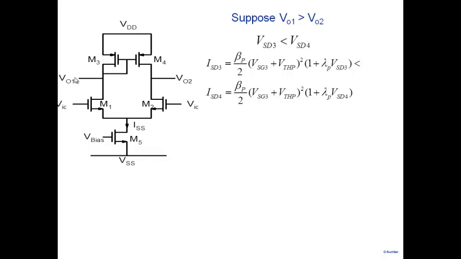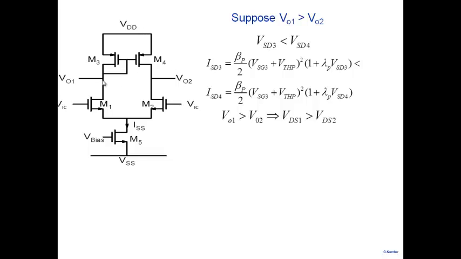Now we note that if we look at M3 and M4, everything is identical except for their source to drain voltage. And since we have said the source to drain voltage of 3 is less than source to drain voltage of 4, we have to say that ISD3 is less than ISD4. Now how much it is less will depend on what the values are. But in general, we can say this condition implies that source to drain current of 3 is less than source to drain current of 4. Alright, that's what this condition is telling us.